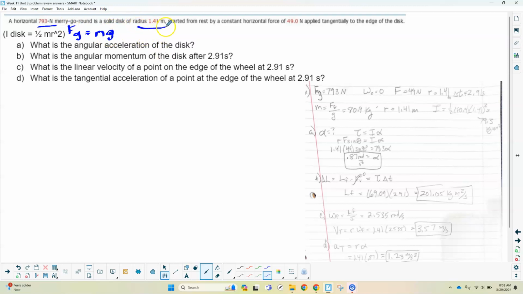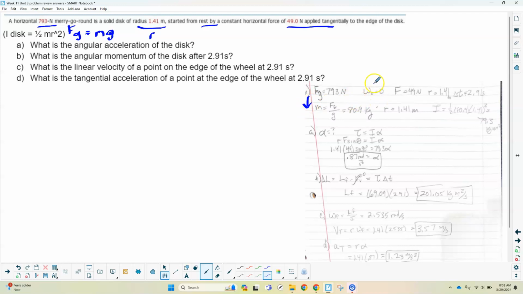So they tell you the radius, so that's r. It starts from rest, and a constant horizontal force of 49 newtons applied tangentially, so again sine of 90. At the edge of the disk, so it's at that whole radius. So the first thing I did again was calculate the mass, because you need that. And then I started looking at the other things that I was given.